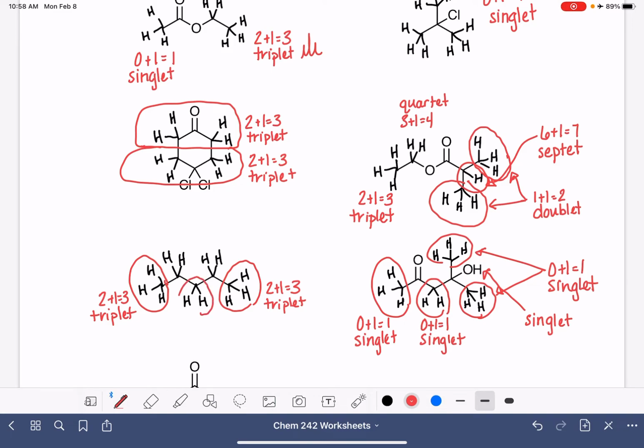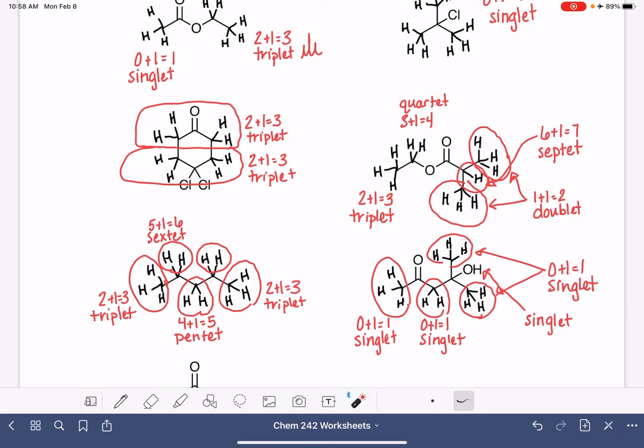Let's do the ones that are in the middle. These guys right here are 1, 2, 3 bonds away from 1, 2, 3, 4. 4 plus 1 is 5. That's a pentet, 5-tet. These guys right here are near a lot of protons. They are 3 bonds away from the ones on the end, 1, 2, 3. So these are 3 bonds away from these 3. And they're also 3 bonds away from these guys right here. So they're 3 bonds away from a total of 5. 5 plus 1 is 6, which is a sextet.